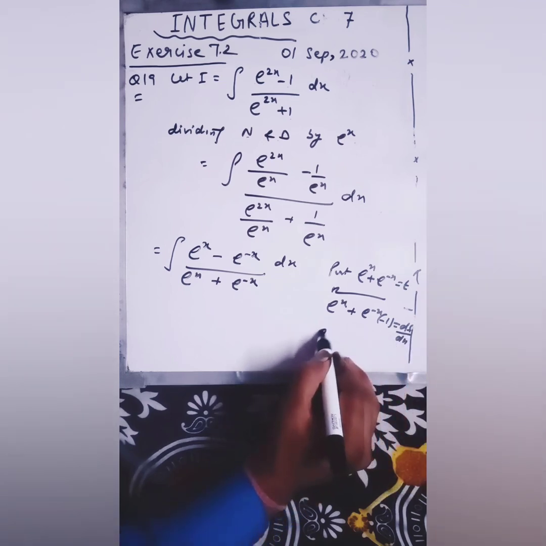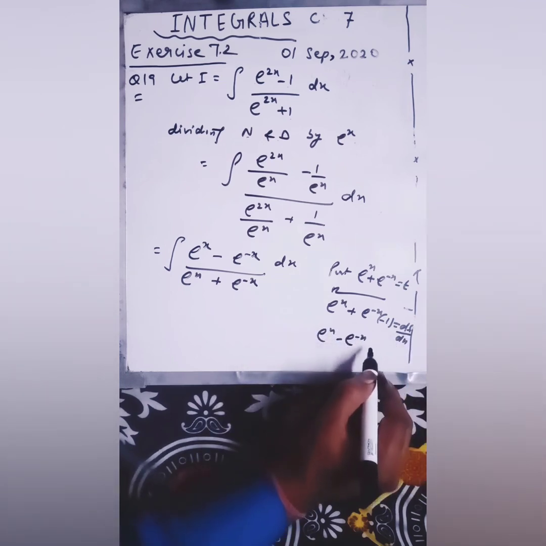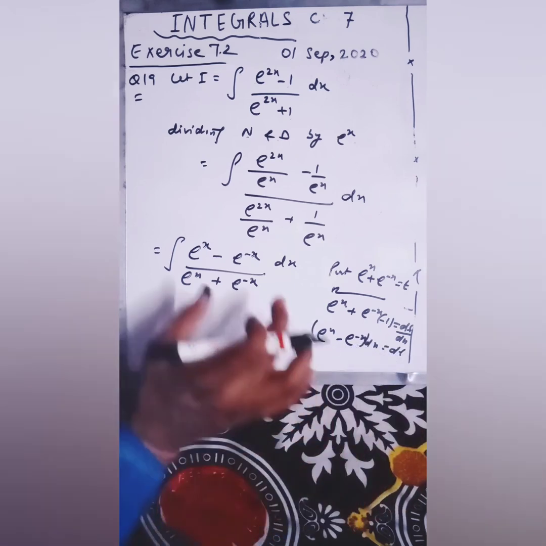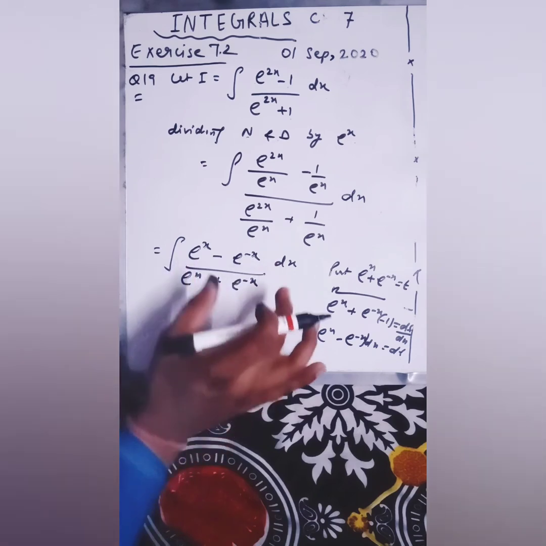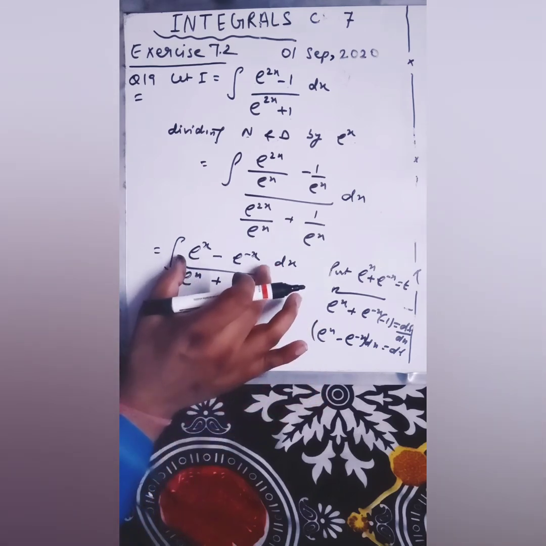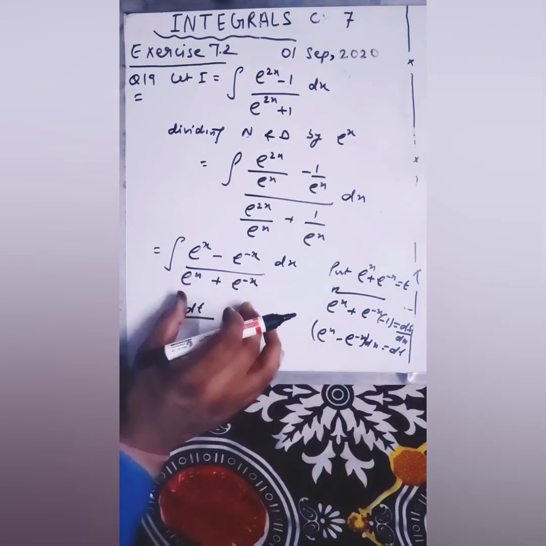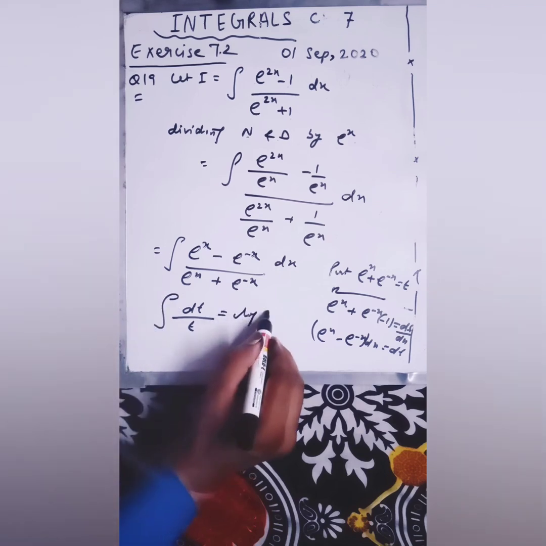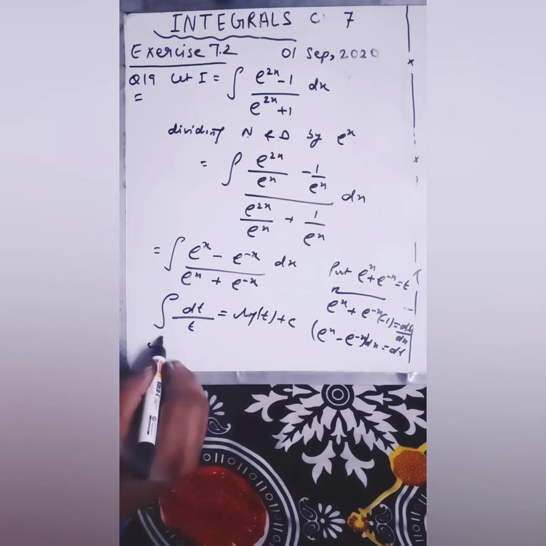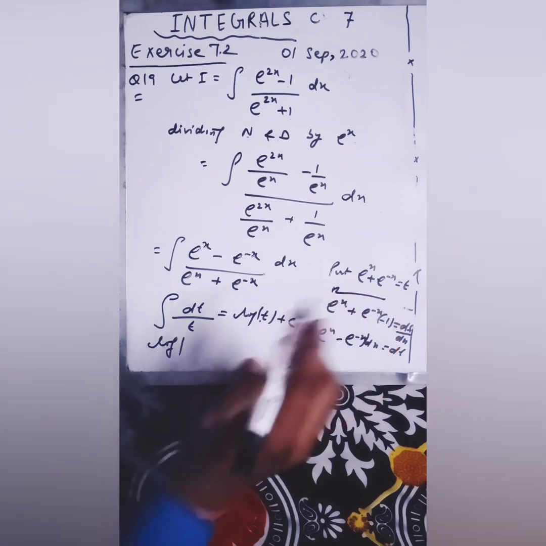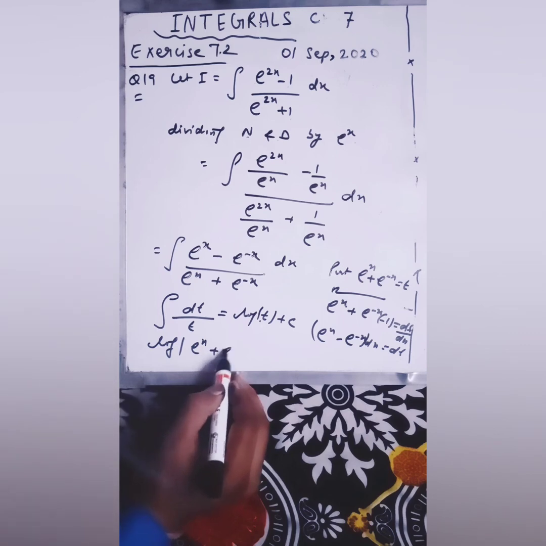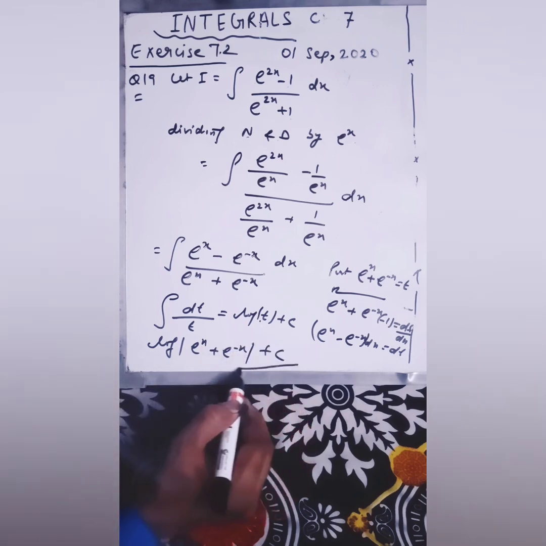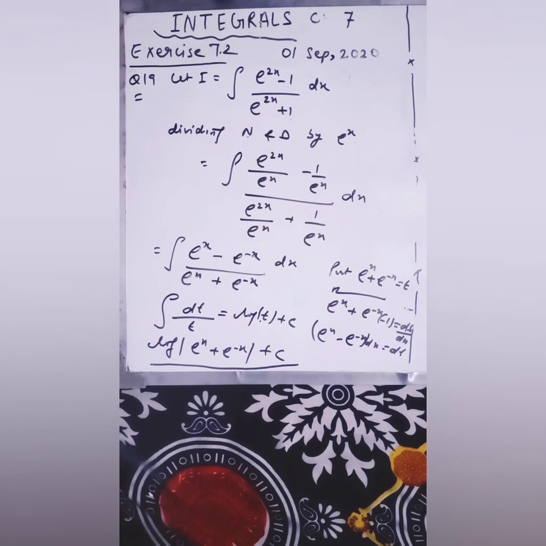So when you solve, you will get e raised to power x minus e raised to power minus x into dx equal to dt. So in place of this numerator part you write dt, and in place of the denominator you write t only. Integrating, you will get log t plus c. So log of t, that is e raised to power x plus e raised to power minus x, plus c. This is the required answer of your question number 19.